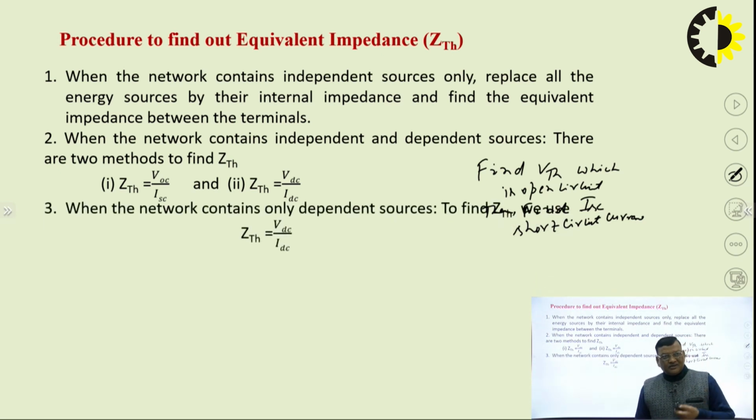Suppose the network contains only dependent sources. Then we can calculate ZTH by using this expression, VDC upon IDC. So there are different methods to find the ZTH depending upon the availability of the dependent and independent sources. This is very important because generally a student commits a mistake in this case if the network contains both the dependent and independent sources.